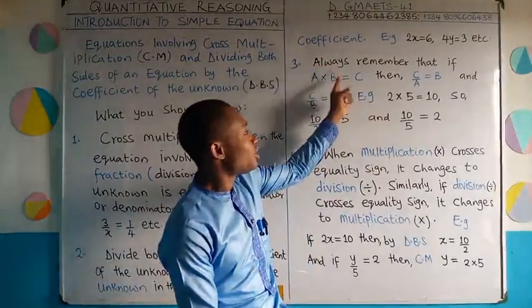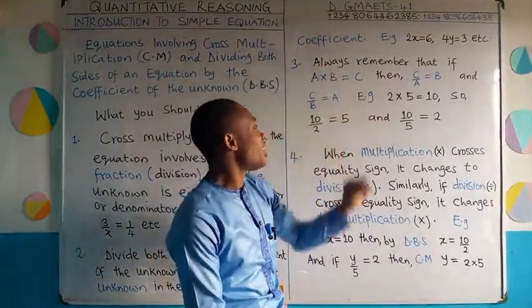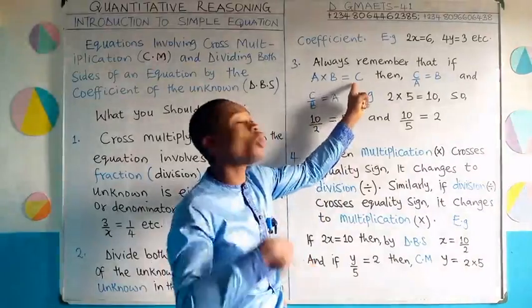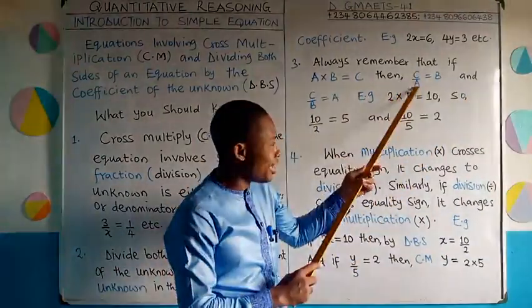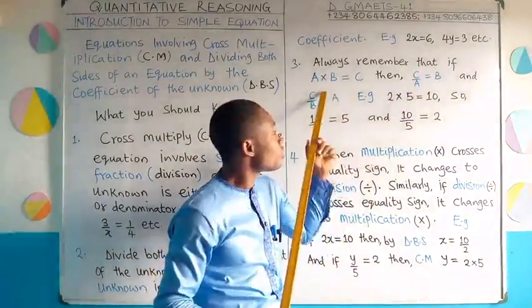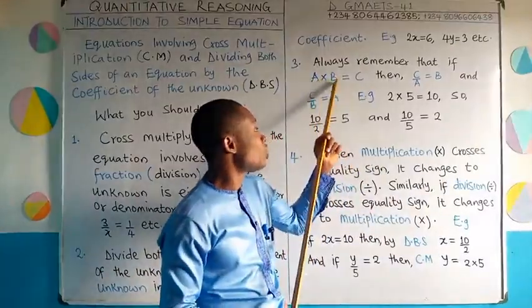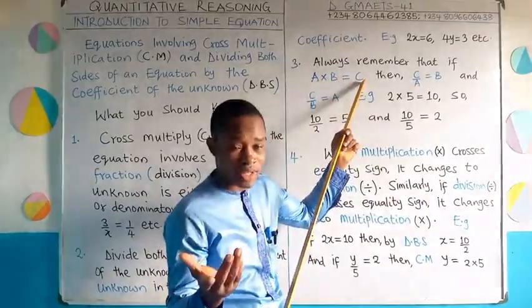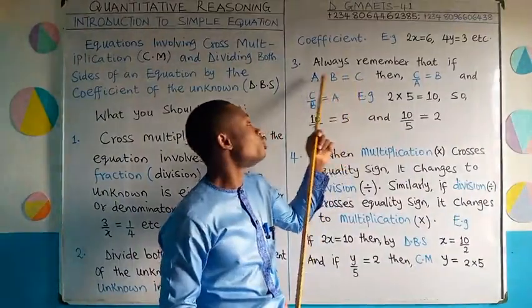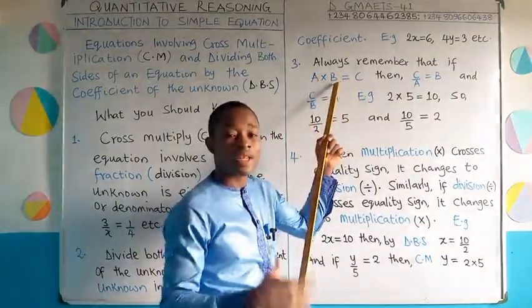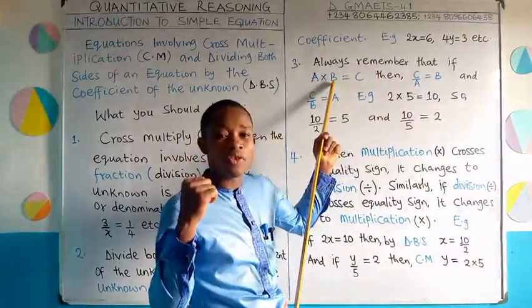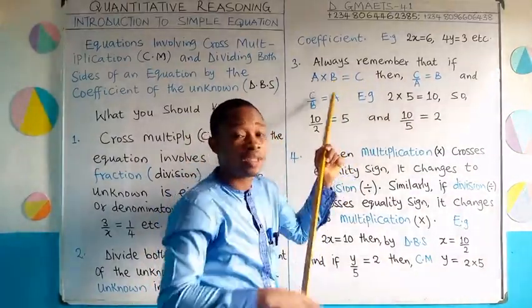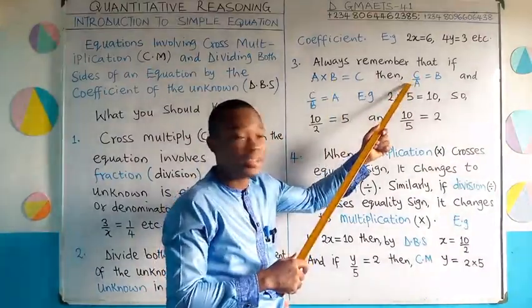Point number 3, I said, always remember that if A times B is equal to C, then C divided by A will be equal to B. What does this mean? You multiply two numbers to get one answer. So if you do a particular number times another one and you get an answer, dividing the answer by any one of the numbers will give you the other number. That's just what I'm saying here.